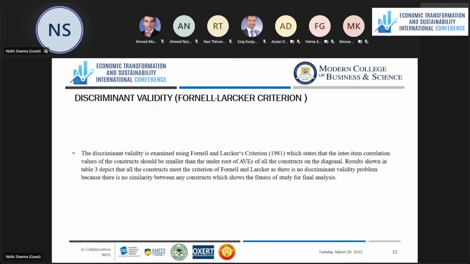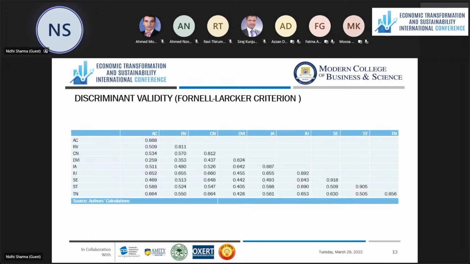And the discriminant validity was determined using the Fornell-Larcker criteria. For the discriminant validity, we use the Fornell-Larcker criteria, which states that the inter-item correlation values of the construct should be smaller than the square root of the AVE of all the constructs on the diagonal. Results shown in Table 3 depict that all the constructs meet the Fornell-Larcker criteria, as there is no discriminant validity problem because there is no similarity between any constructs, which shows the fitness of the study for final analysis. And this is the overview of the Fornell-Larcker criteria.